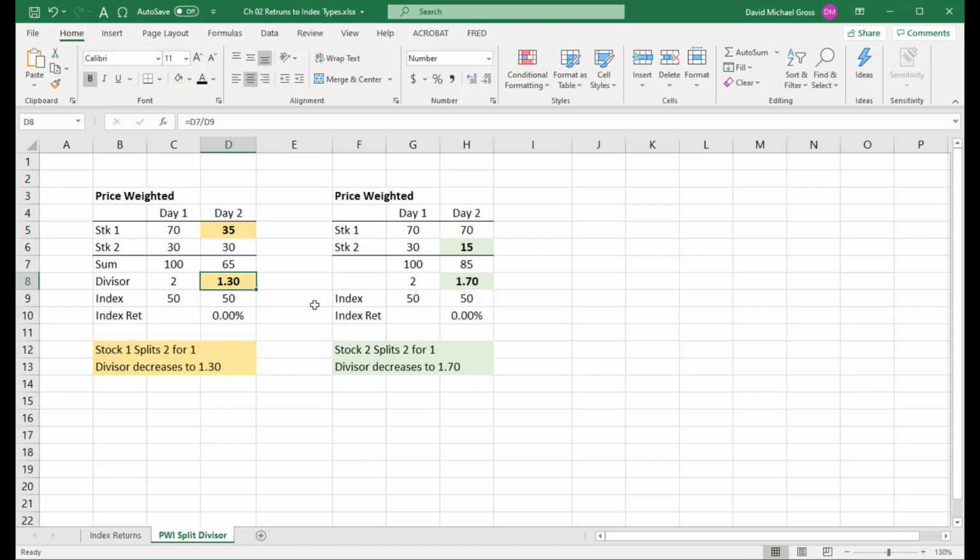If instead of stock 1 splitting, if stock 2 had split instead, then the index would have gone from 100 to 85. My new divisor would have gone from 2 to 1.7 in order to have the split have no effect.